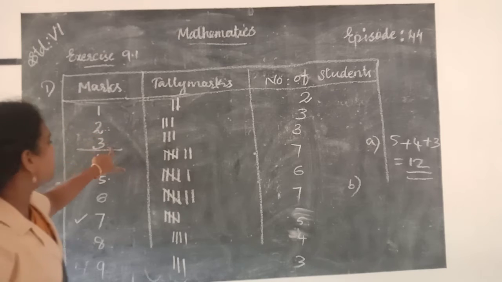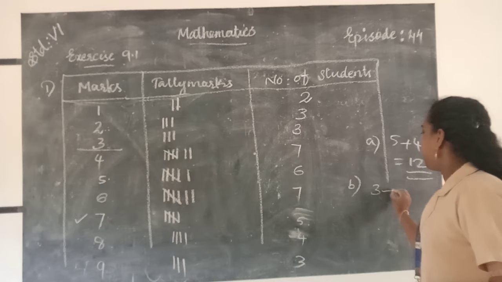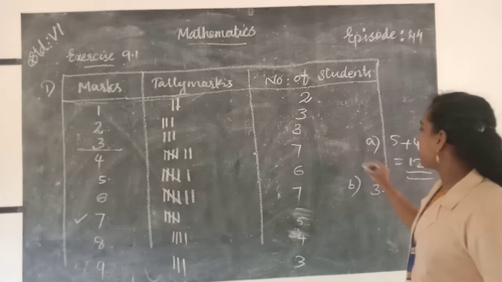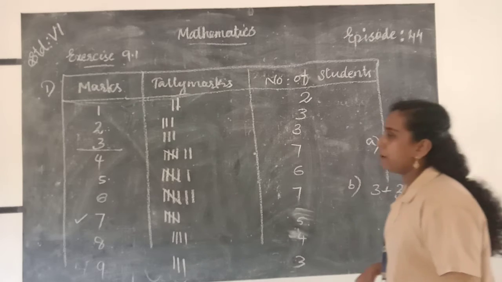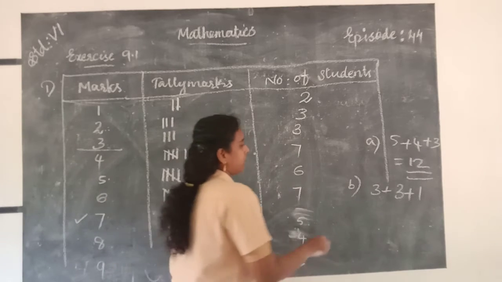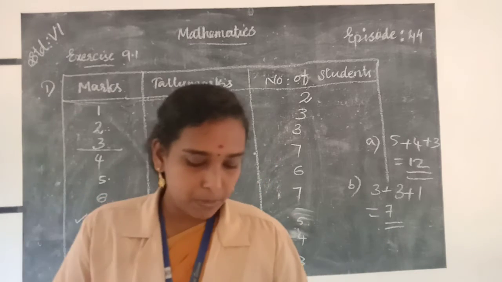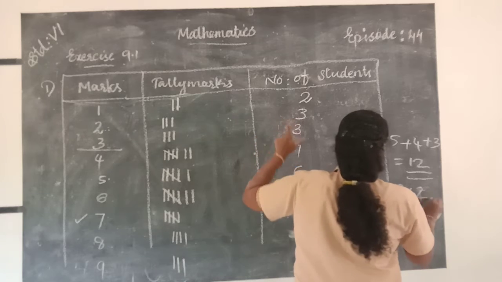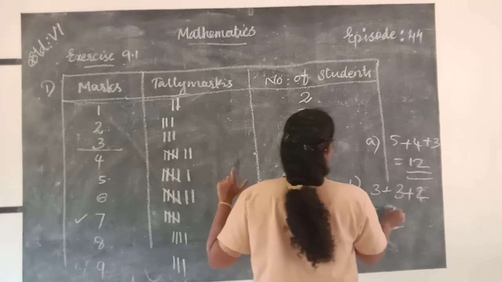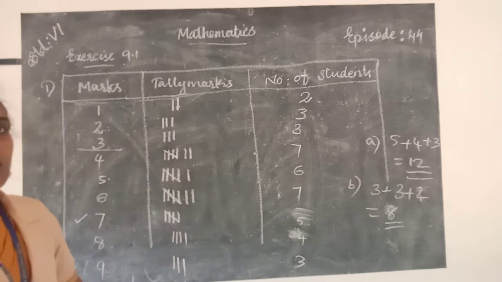Here the students who got 3 marks is 3 students. So 3 plus, the students who got 2 marks is again 3, plus the students who got 1. So 3 plus 3 plus 1, then we get 7. Sorry, here 2 students got 1 mark, so we get 8. So 8 students got marks below 4.